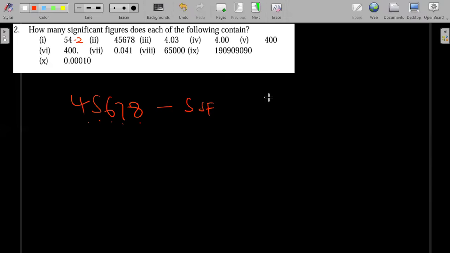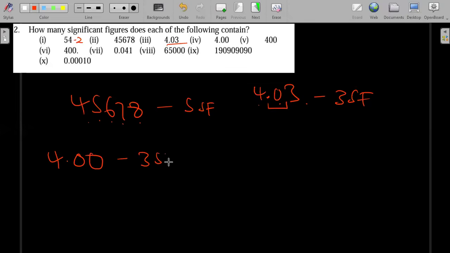Okay, what about this one? So 4.03. How many significant figures? We're going to count 1, 2, 3. So we are counting this 0 as significant because it's a captive 0. So this one has 3 significant figures. Okay. What about the number on 4? Okay, on 4 we have 4.00. We're going to say this number has 3 significant figures. Why? Because there's a decimal point here. So these 2 zeros here are counted as significant. So you have 1, 2, 3 significant figures.